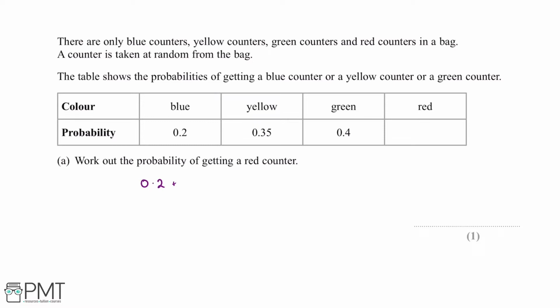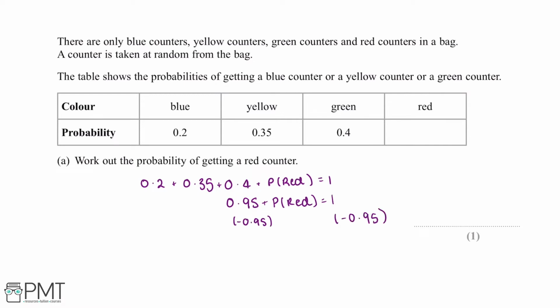So this means that 0.2 plus 0.35 plus 0.4 plus the probability that the counter will be red will be equal to 1. And if we simplify this down, this gives us that 0.95 plus the probability the counter is red equals 1. And if we minus 0.95 from both sides of this equation, this tells us that the probability the counter will be red is equal to 0.05. And this is our final answer. And this question's worth 1 mark, and this is for the correct answer.